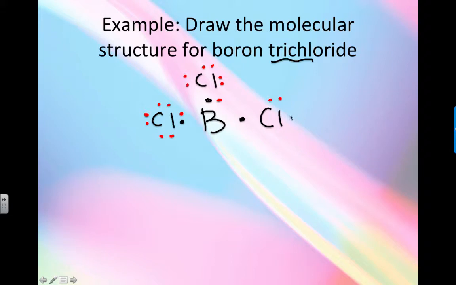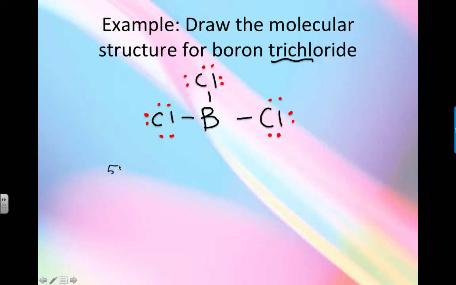Seven electrons for this chlorine. So now we can see where the partners exist to form the bond, the covalent bonds between boron and chlorine. So let me translate that into a line. So we changed those to single bonds, and now let's count the electrons.